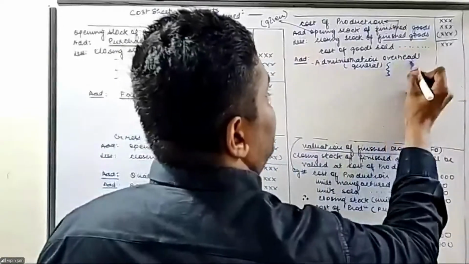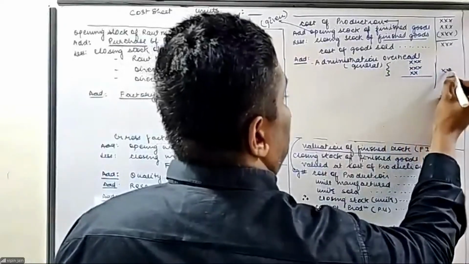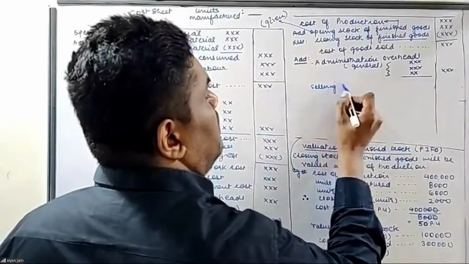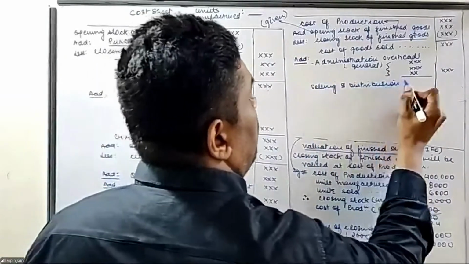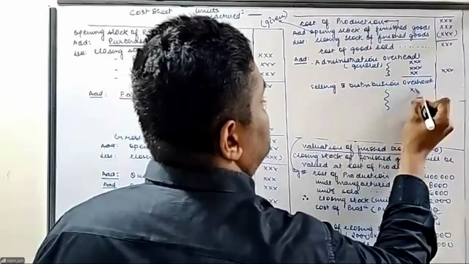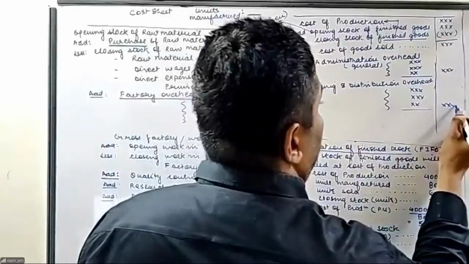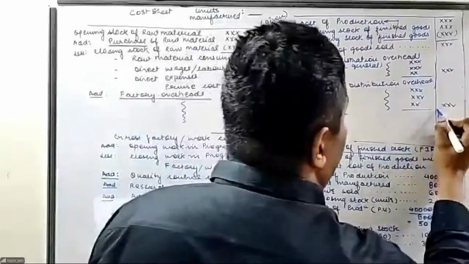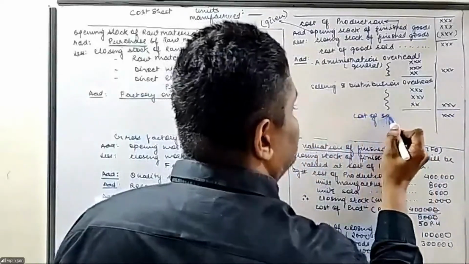So administration overheads general, the total in the outer column. Selling and distribution cost, again, whatever it is, just take the total in the outer column. So in cost of goods sold, we will add all the administration overhead and selling and distribution overhead. The final figure we will get is my cost of sales.